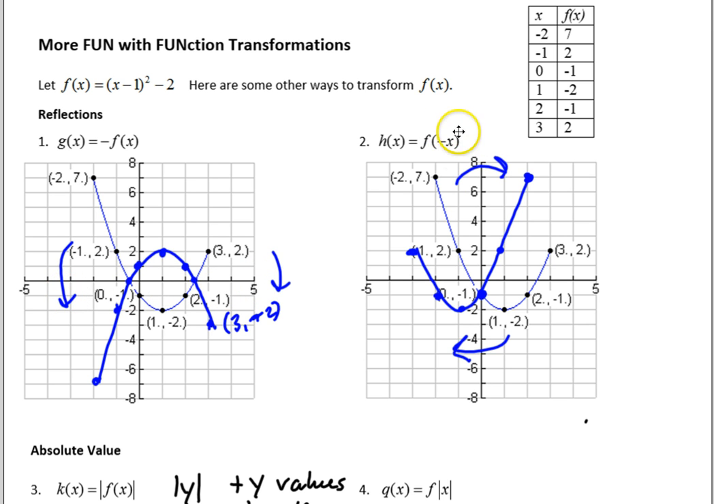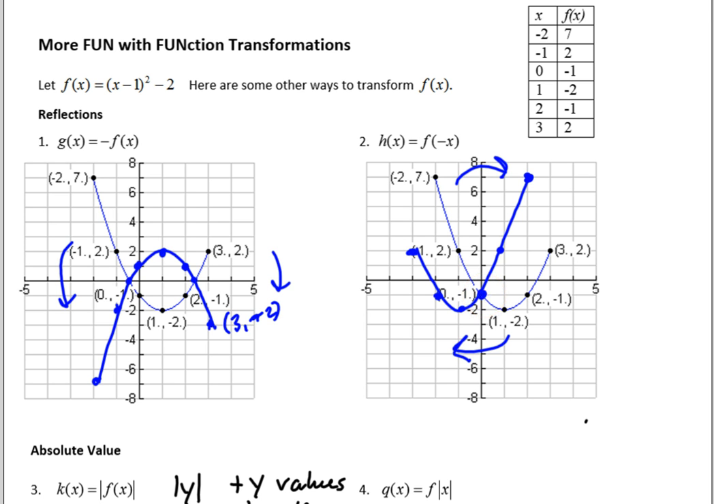When I multiply by negative x, when I change x to the opposite of x, then all of my x values become the opposite of what they were. And when my x values become the opposite of what they were, that serves to give us a reflection across the y-axis. So 3, positive 2 becomes negative 3, positive 2. 1, negative 2 becomes negative 1, negative 2, and the point on the y-axis stays the same.